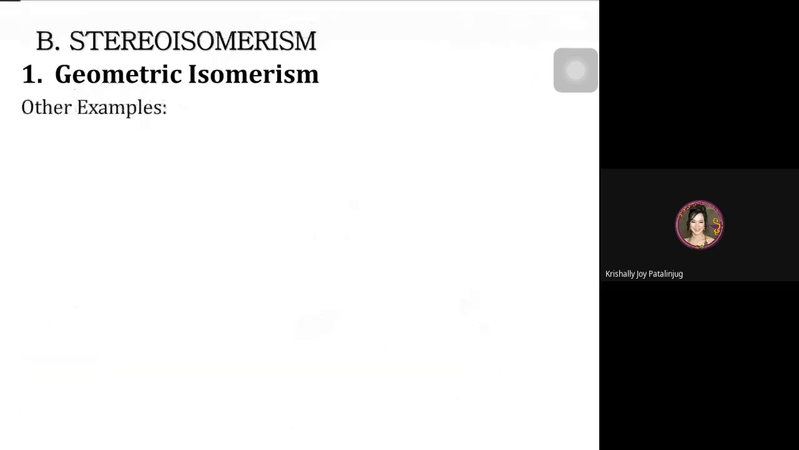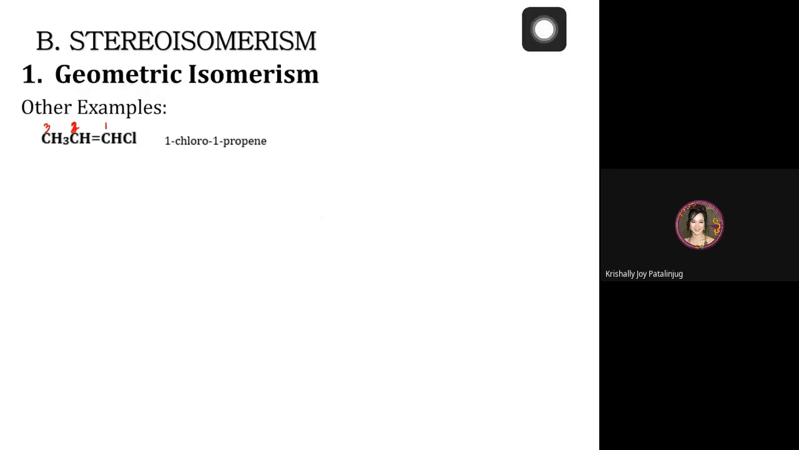Sige, let's have another example. For this molecule of alkene, 1-chloro-1-propene. Again, this molecule is 1-chloro-1-propene. So the same thing, if you try to check the three-dimensional orientation on the central double bond carbons, yung mga directly attached sa kanya na group of atoms, pwedeng may dalawang orientation.